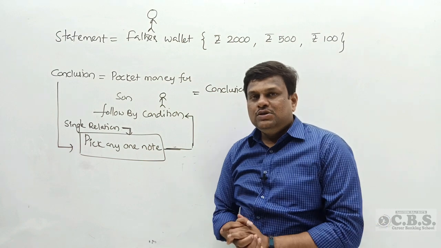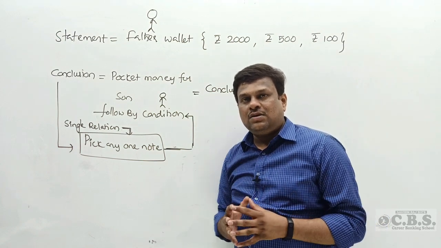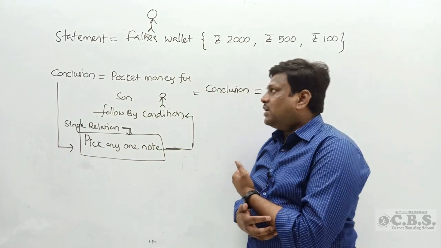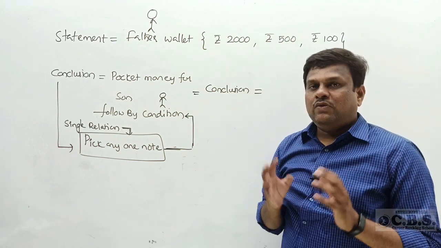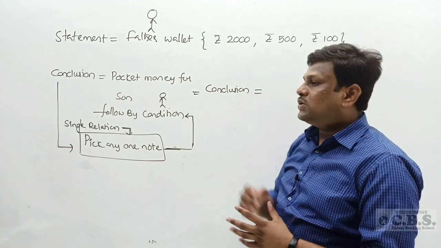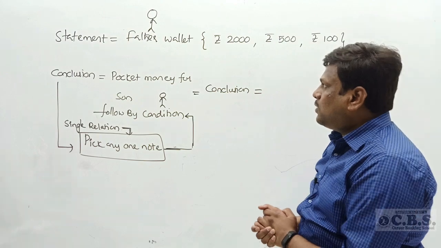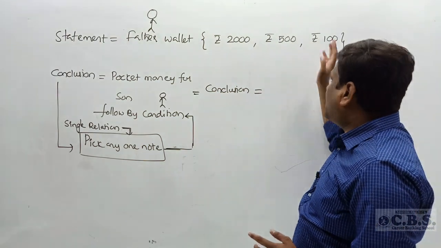Okay, get my point? So you can learn the ranking concept with a funny skit between a father and son. Your statement is the father's wallet. The father's wallet has first of all three notes: one is a 2000 note, a 500 note, and a 100 rupees note. Okay, the father's wallet has 2000, 500 and 100 rupees notes.